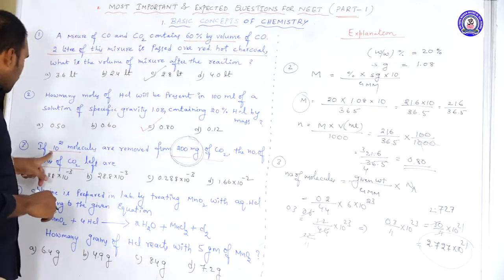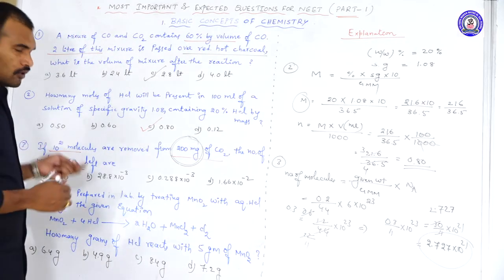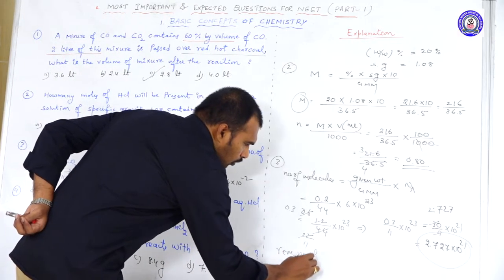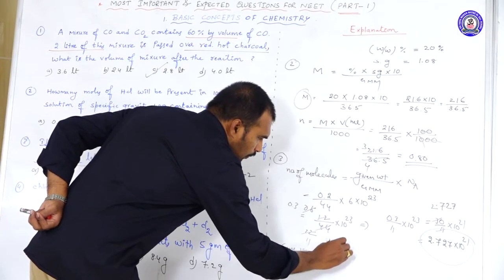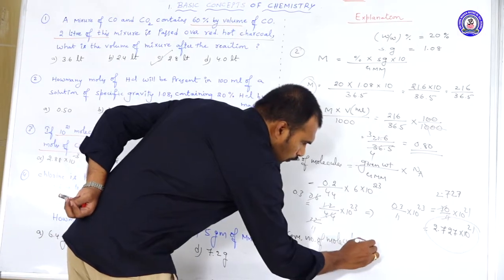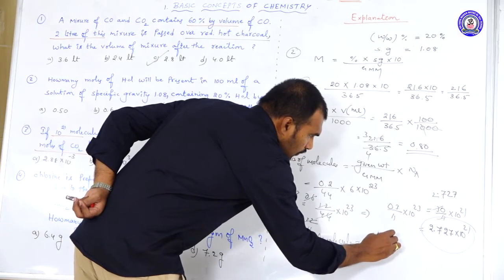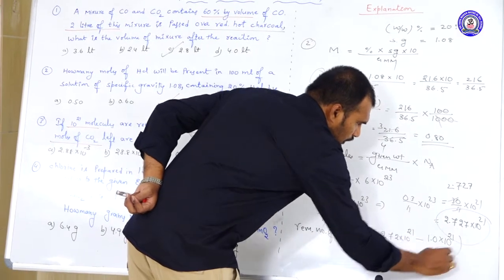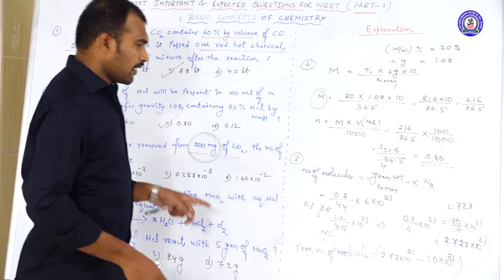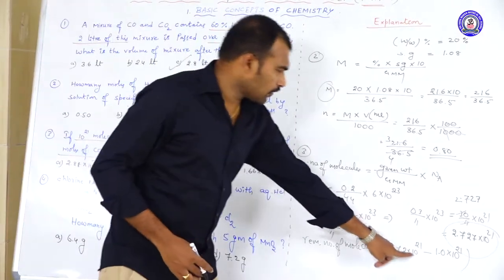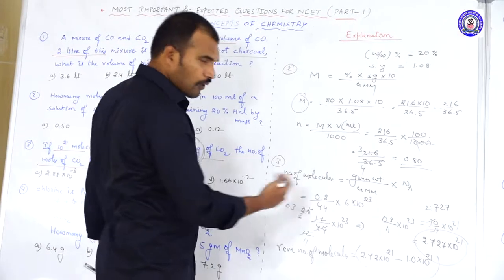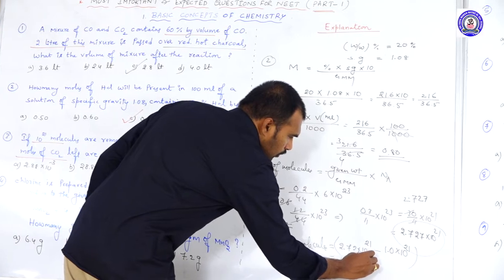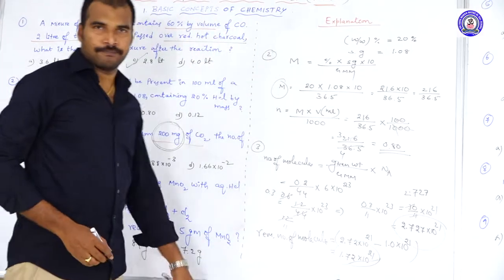Now from that we are going to subtract 10 power 21. So the remaining number of molecules is equal to 2.72 into 10 power 21 minus 1.0 into 10 power 21. Okay, 10 power 21 I am writing as 1 into 10 power 21. Here 10 power 21 is common in both. So if you subtract 1 from 2.7, the remaining will be 1.72 into 10 power 21 molecules.